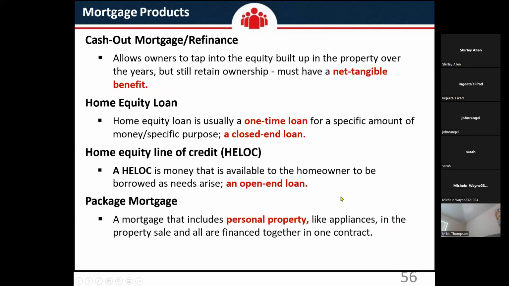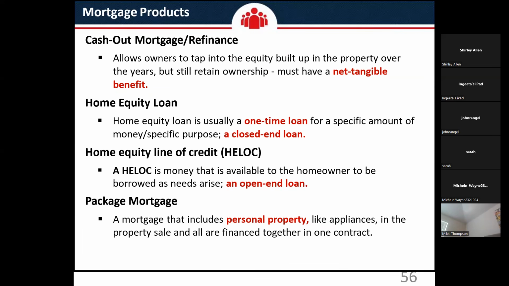Cash out mortgage and refinance. This allows the owners to tap into the equity that they've built up in the property over the years, but they can still retain the ownership. In order to take out a cash-out refinance, they're requiring you to have what's called a net tangible benefit. How is it beneficial for you to take the money out? As an MLO, if you're doing this refinance for a client, there must be a benefit for that client, not just for you to make a decent amount of money for doing a transaction.